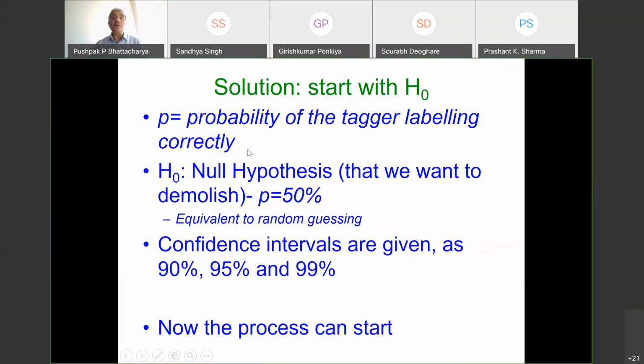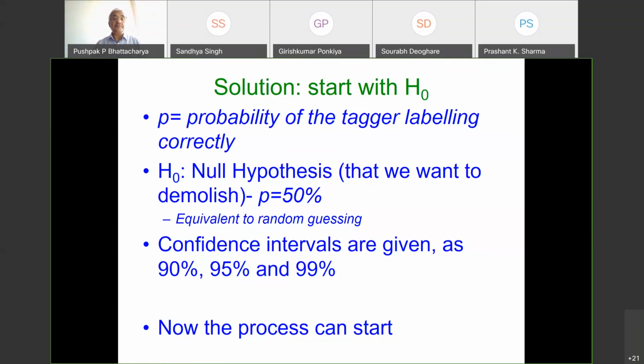Now, the doubt in my mind is this named entity tagger, that is named entity indicator, is it doing random guessing? So if it is doing random guessing, then the probability of every word either being a name or not a name, one of these two tags, has the probability of 50%.